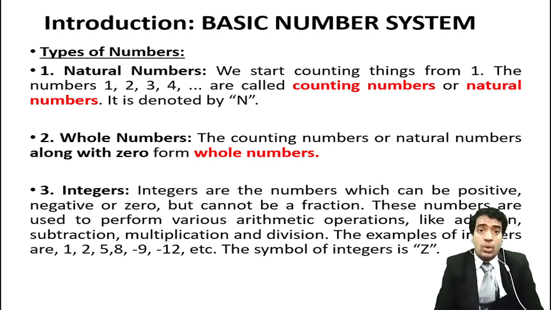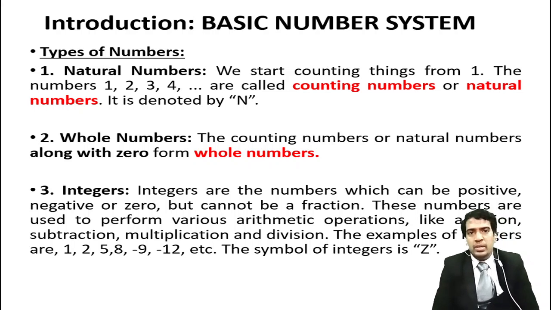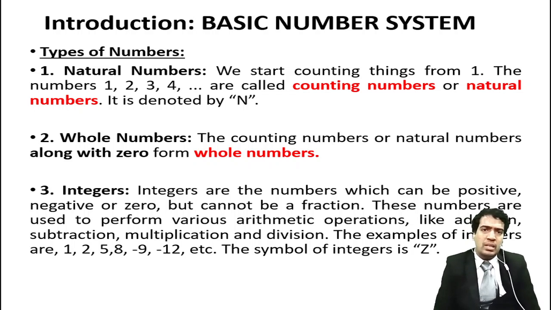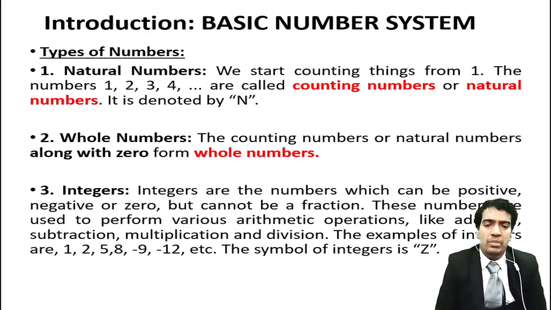So you will start your counting again. You will not start counting from 0. You will start counting from 1. So all the counting numbers are in essence called the natural numbers. In mathematical terminology, it is denoted by the letter N. And what are whole numbers? Whole numbers are nothing but the natural numbers plus the number 0. If you include 0 to the natural numbers, then we get the whole numbers.